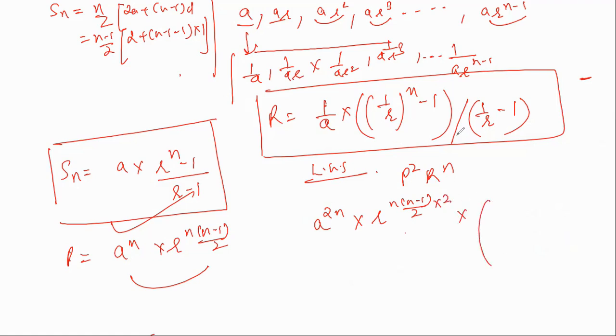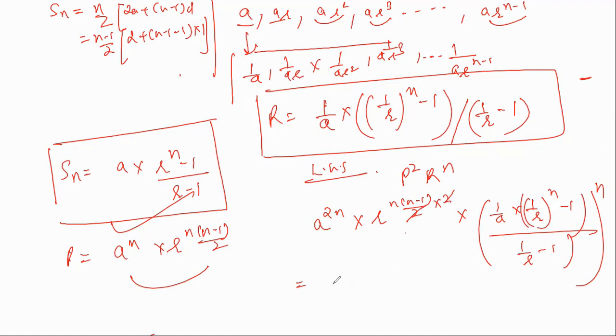What is R? R is this one, complete 1 by A times 1 minus R raised to the power n minus 1 over 1 minus R minus 1 raised to the power complete n. Just we have to solve it. So solving this, 2 cancels out. So it is this R raised to the power n minus 1 times. Let's take the power with every part of the bracket.